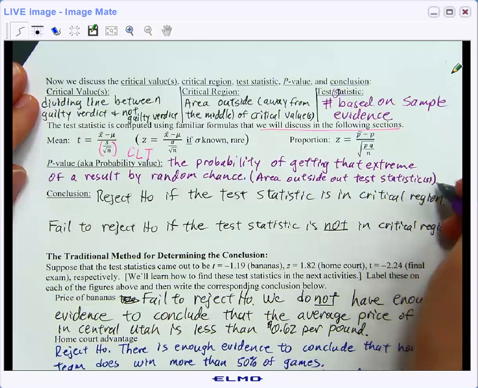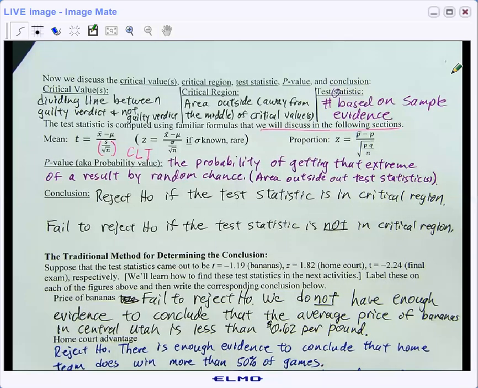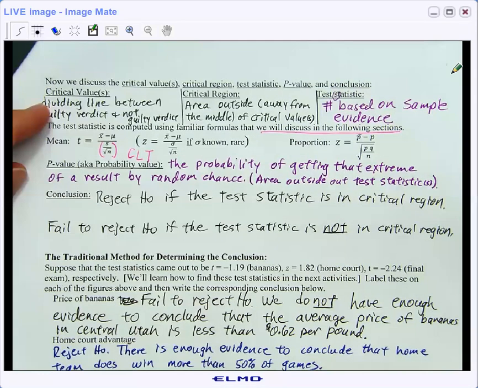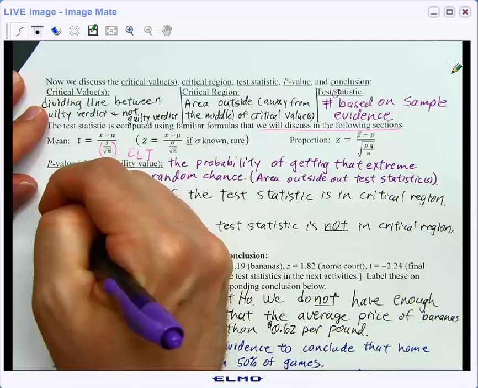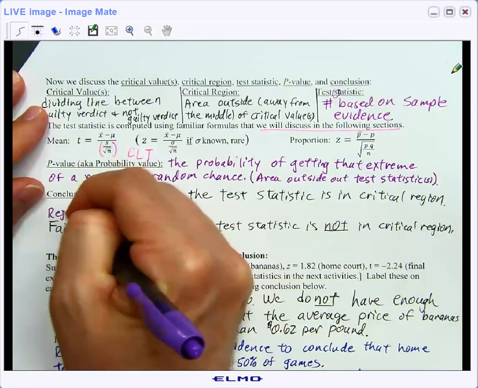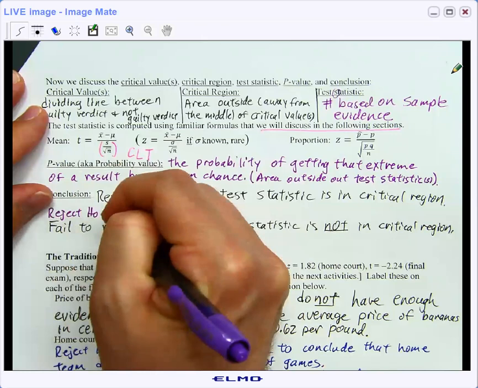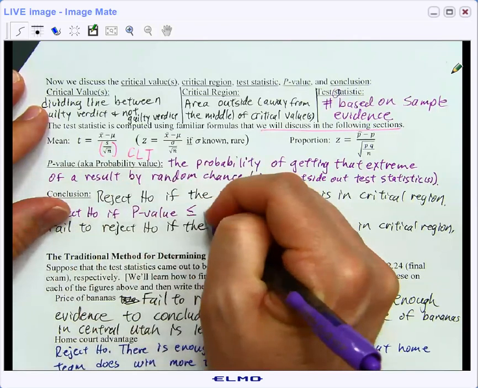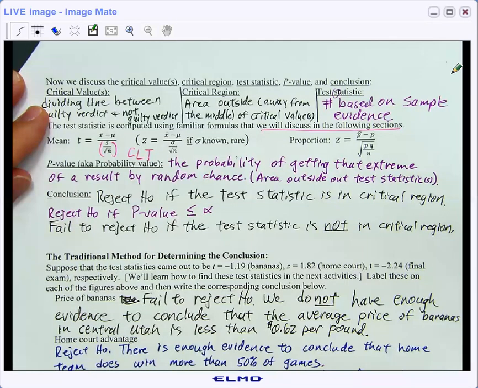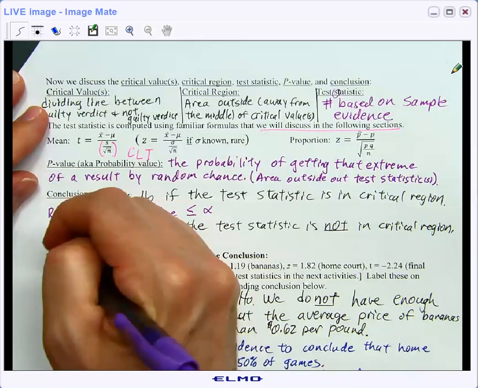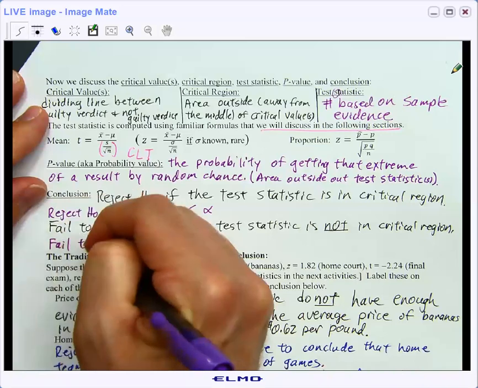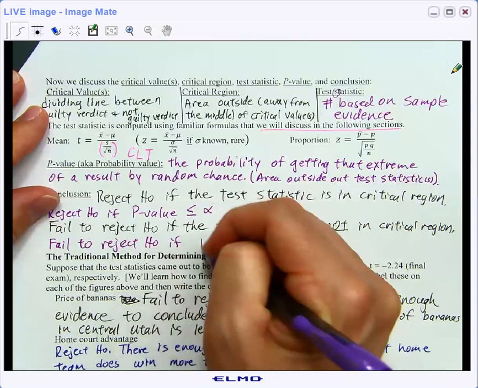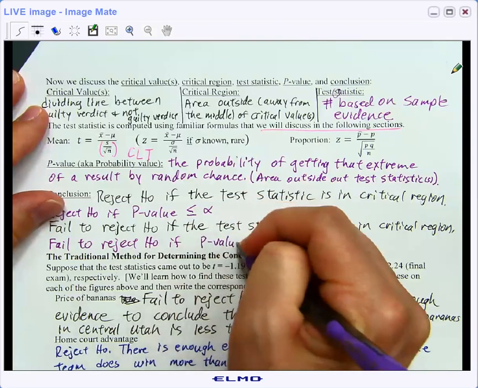Okay, so let's go back to our first example with the price of bananas. Oh, wait, I've got to do one more thing for you, and that is talk about our conclusion. We will reject H naught if the p-value, the probability value, is less than or equal to alpha, our level of significance. We will fail to reject H naught if the p-value is greater than alpha.